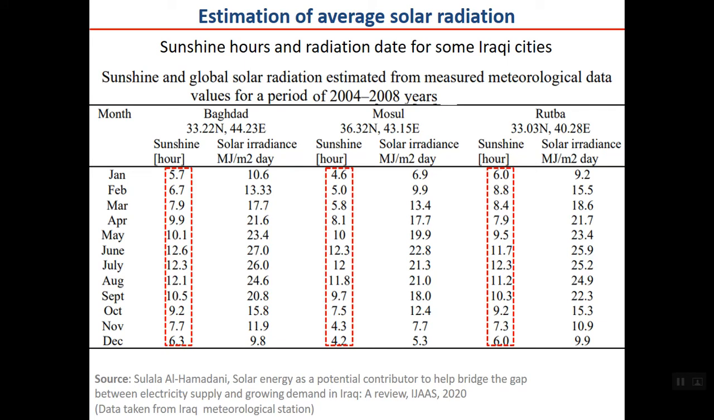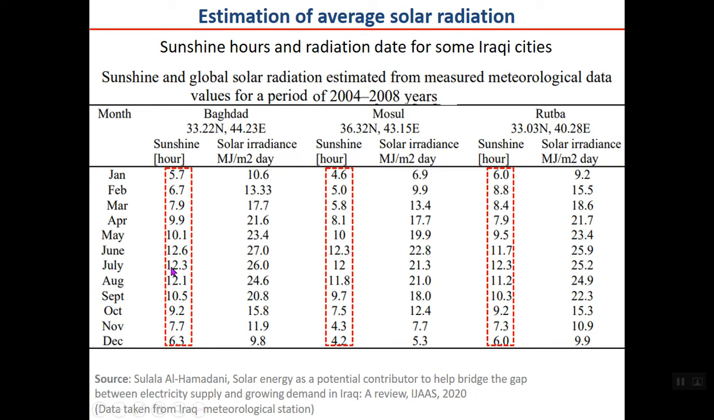You can see, for example, here the same example for 3 cities in Iraq, Baghdad, Mosul, and Rutba. As you can see, for Baghdad, in the month of July, you have 12.3 hours of sunshine. Please note that this is not the day length, because day length, for example, in July may be more than 12 hours. It may be 13 or maybe 14.